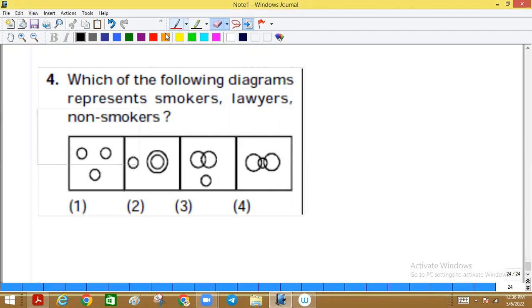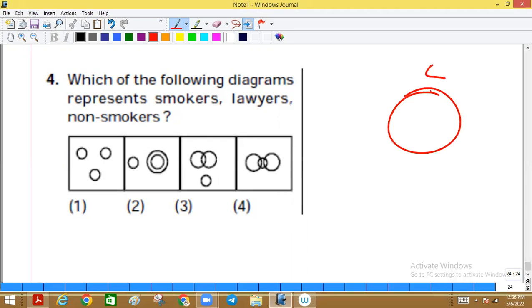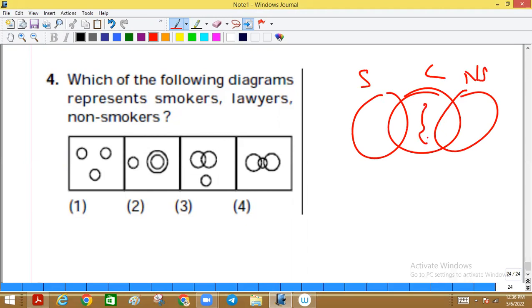It's not there that much. See, smokers, lawyers, and non-smokers. So these are lawyers. Yes or no? All these are lawyers. Some lawyers are smokers. Some lawyers are non-smokers. This is your answer. Who are these people? Who are those people at the center? Who are these people? Got the logic now? Who are they?